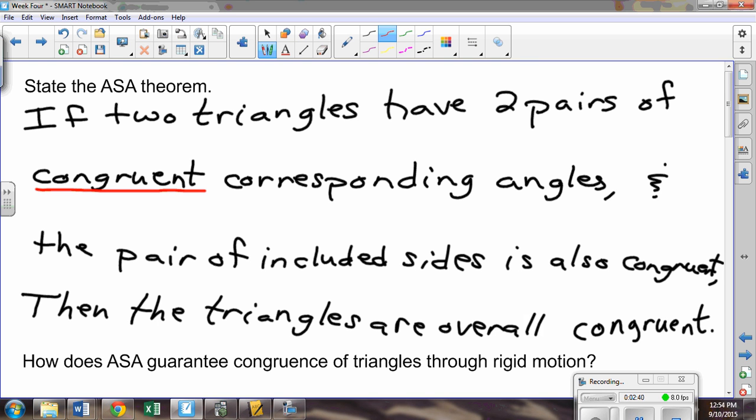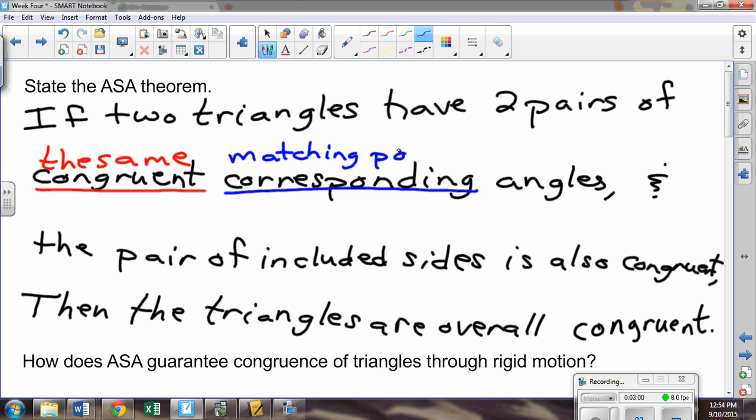Okay, pretty simple. Congruent means they're the same. Corresponding, what does it mean? Corresponding means that they're in matching positions. You could have matching positions for angles, and you could have matching positions for sides, but they're in matching positions.